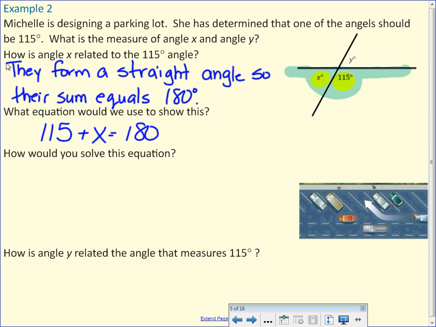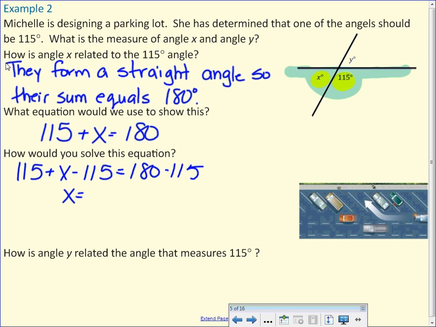Perfect. Very good. So now solve it. 115 plus x minus 115 equals 180 minus 115. So I get my identity back on the left. And what is the answer on the right? You don't have to do it mentally. You've got a margin. Solve it in the margin.